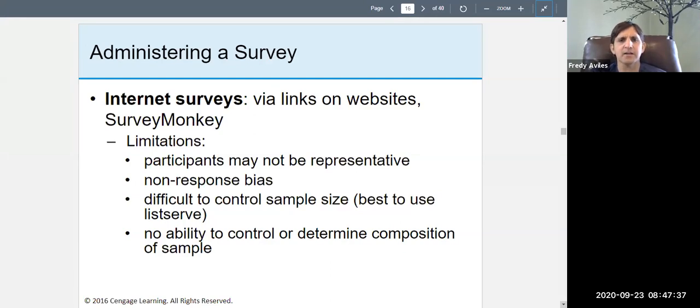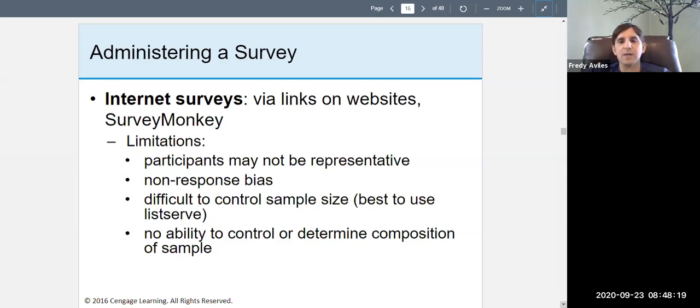Other things about internet surveys: limitations, problems, okay? Participants may not be representative. You send it out to a bunch of people, and the people you get may not be representative. Just like with mail-in surveys, the people who respond are more likely to be of some kind than others. And sometimes people who respond may not be who you think they are. A bunch of people misrepresent themselves on the internet, okay? So you may not have a representative sample. Non-response bias: who responds or who doesn't respond? Again, certain kinds of people tend to respond. It's those who care more about the subject, usually.